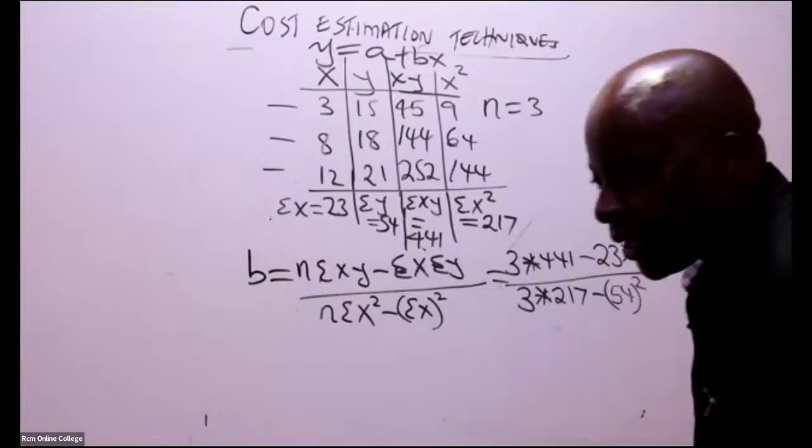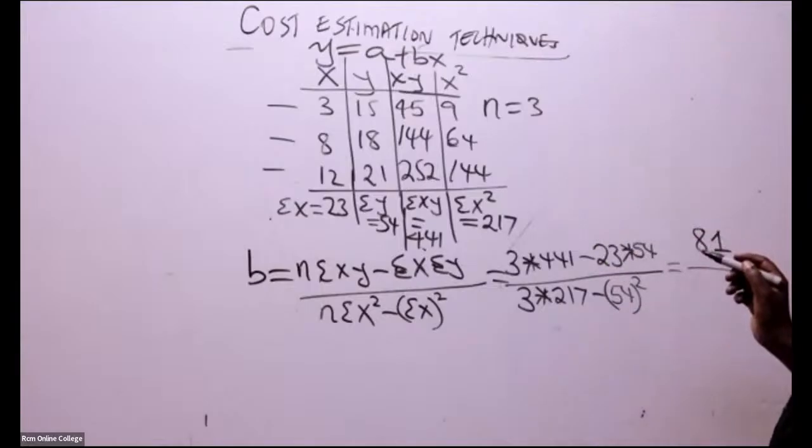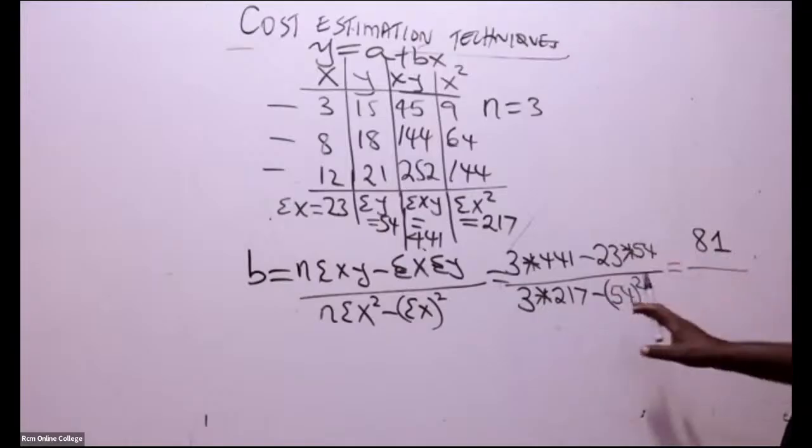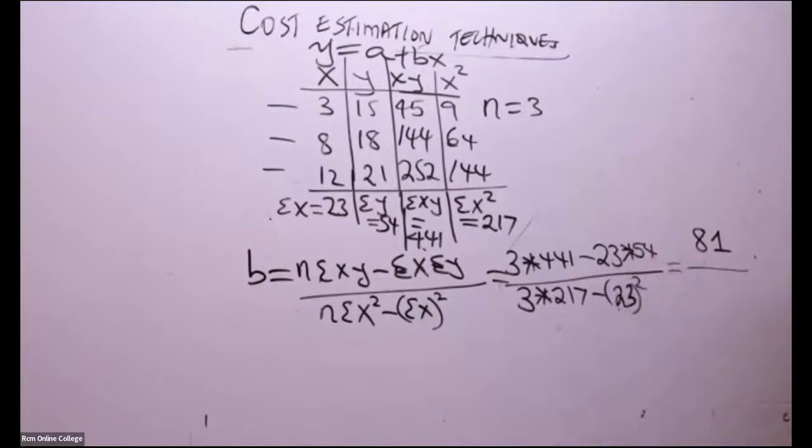Yeah, remember it has to be summation of x, I'm told, is not 54. Sorry, I took summation of y. I'm really sorry. It's supposed to be 23 squared. It is summation of x here. Thank you so much for that. It is 23 squared.